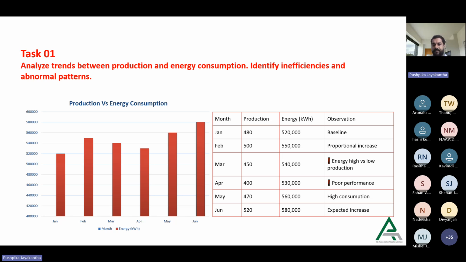Here you can see the energy does not reduce when production decreases. You can see in March, April, production decreases, but energy remains high. So this is actually where you should go deeper. This indicates the presence of a high base load in this facility.